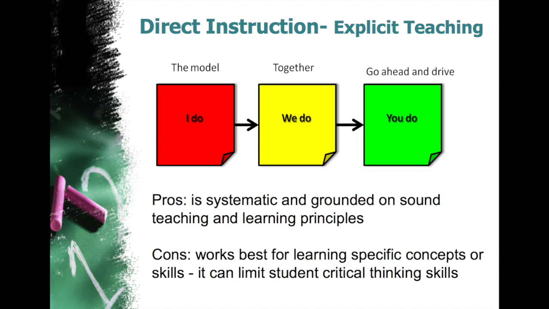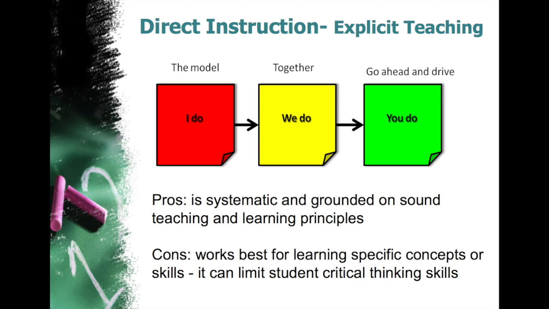The first type of instruction that we want to look at is called direct or explicit teaching. Now, the most popular way to do this is to look at the I do, we do, you do model, in which a teacher will do the activity first, then they will do an activity with the students, and then the student is required to do that activity independently.